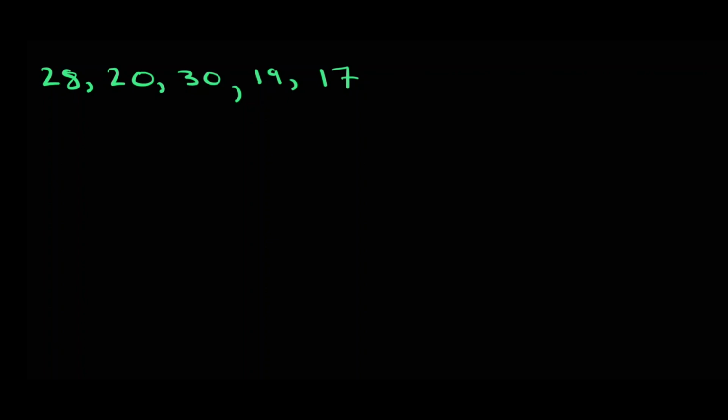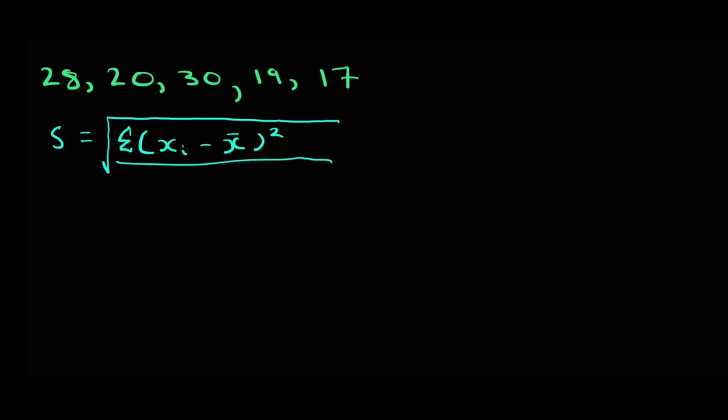Here we have a sample of numbers, and let's just say this was from a survey studying how many hours people use their phones per week. So how do you work out the sample standard deviation? Well, you just follow a simple formula: the sample standard deviation is the square root of the sum of each individual piece of data, xi, minus the sample mean, squared, over the number of data points in the set, minus 1.